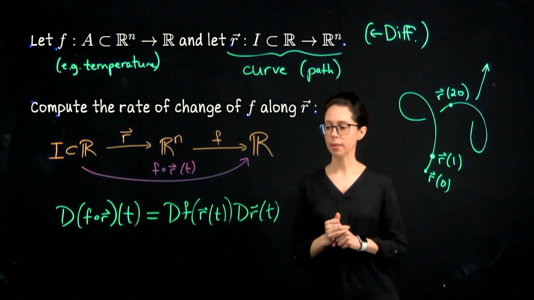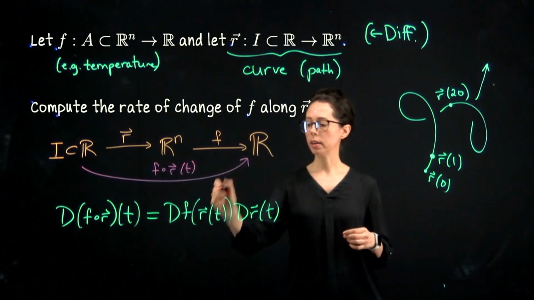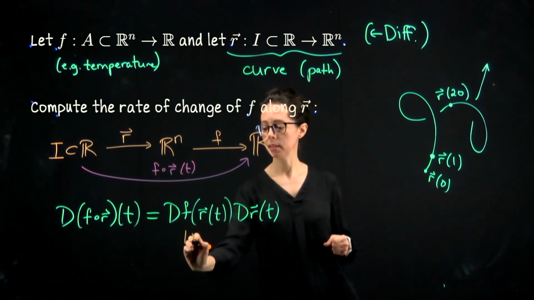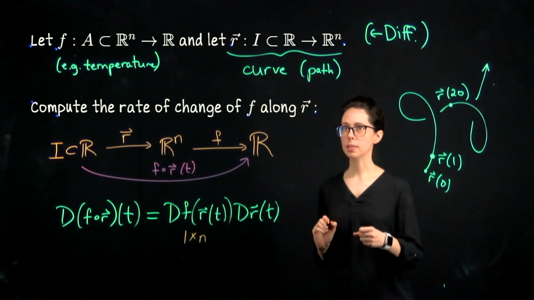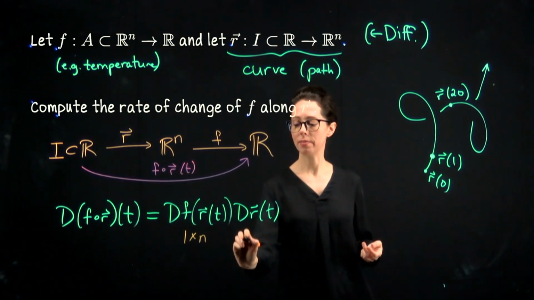What are the dimensions here? Well, F is a map from Rn to R, so its Jacobian matrix will be 1 by n. R is a map from R to Rn, so its Jacobian matrix is n by 1. In fact, it's a vector.